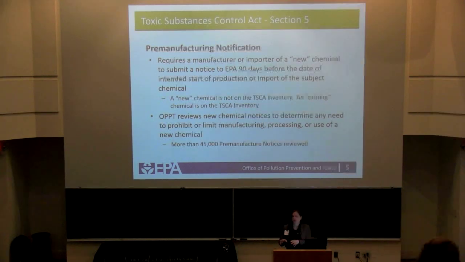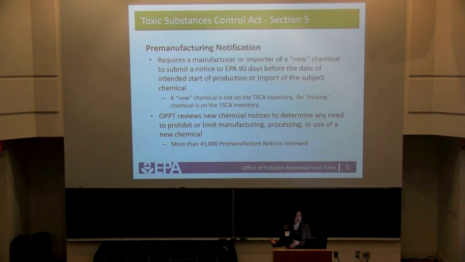OPPT, which is a sub-office in the Office of Chemical Safety and Pollution Prevention, then reviews those notices and determines whether there's any need to regulate or somehow restrict those chemicals before they are granted into commerce. So the tools we have available to us for reviewing and regulating are pretty broad. Chemicals can be fully granted in commerce if we find little to no concern. We can ban, and we do ban a number of chemicals through the new chemical program, or there's a number of regulatory actions in between that we might impose upon a manufacturer or importer of those chemicals.